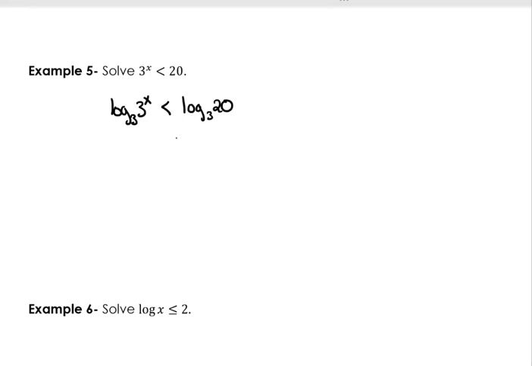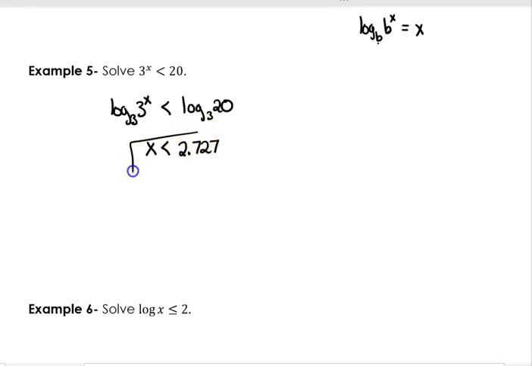Okay, so we had learned previously that when you have log base b of b to the x, it will end up just leaving x. So when the base of the log and the base of what is inside the log are the same, they will just leave the exponent. So this log base 3 of 3 will cancel out and just leave x. And then this log base 3 of 20, I'm just going to type in my calculator and I get 2.727.